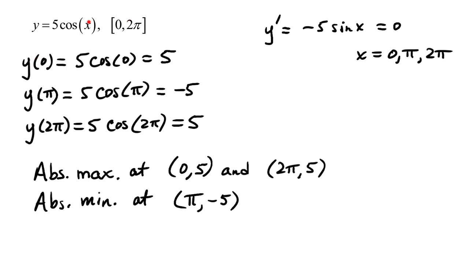Plugging 0 into the original function, 5 cosine of 0 is 5. 5 cosine of pi is negative 5. And substituting in 2 pi, 5 cosine of 2 pi, that's 5. Our largest answer ties at 5, so we have absolute maxima at 0, 5, 2 pi, 5, those 2 points. The smallest answer was negative 5, so we have an absolute minimum at pi, negative 5.